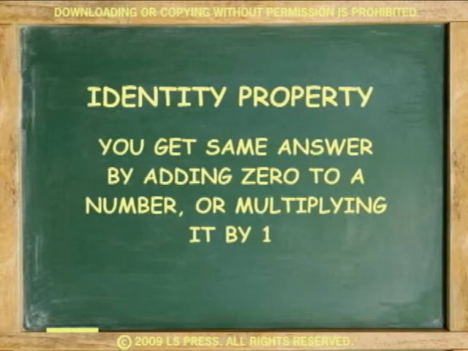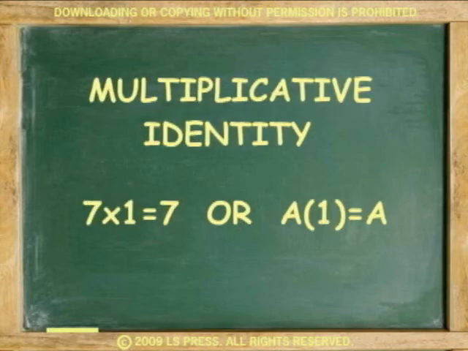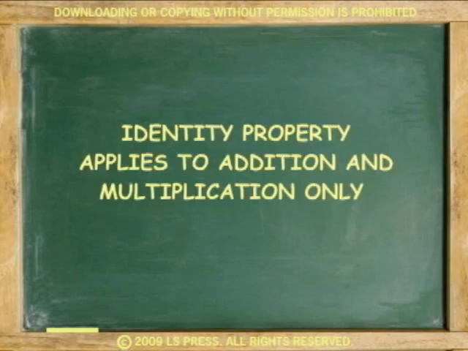The last of the properties we'll cover is the identity property. The identity property also has to do with addition and multiplication. If we add 0 to any number, the answer is the number. If we multiply 1 by any number, the answer is the number. So in the additive identity, 3 plus 0 equals 3, or a plus 0 equals a. And in the multiplicative identity, 7 times 1 equals 7, or a times 1 equals a. Remember, the identity property only takes place with addition and multiplication.